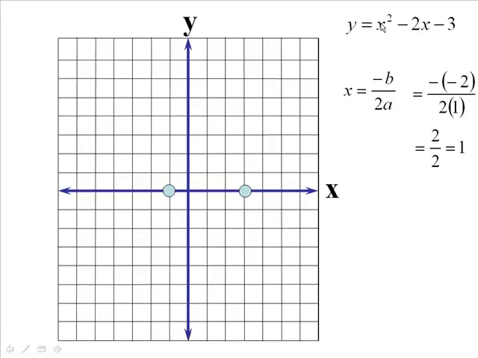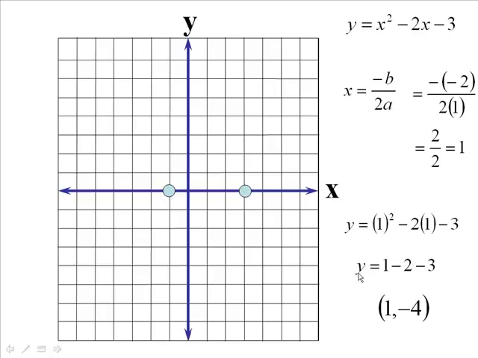Now if you plug a 1 in here, we can figure out what the y is. So we'll have 1 squared minus 2 times 1. Let me write that down here. 1 squared minus 2 times 1 minus 3. 2 times 1 is 2. So you have 1 minus 2, which is negative 1, and negative 3 is negative 4. So when x is 1, y is going to be negative 4.